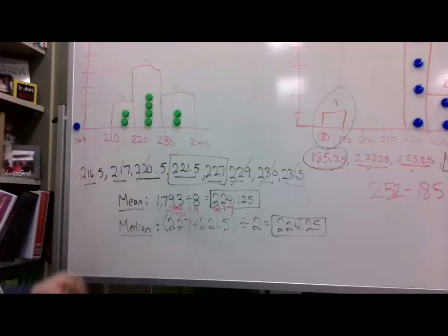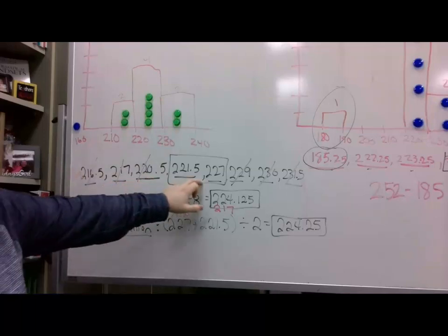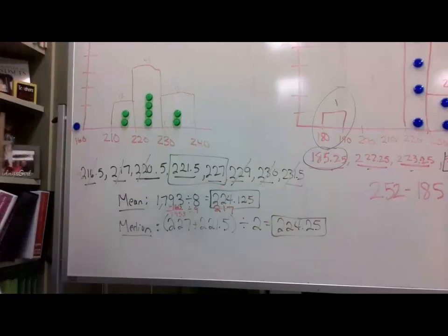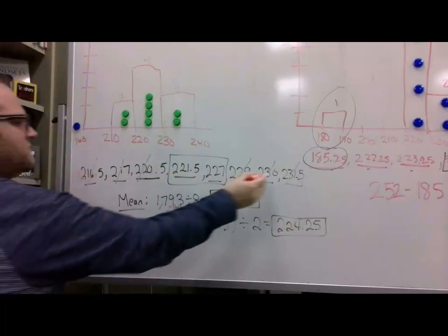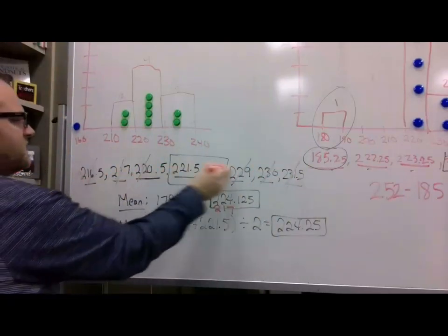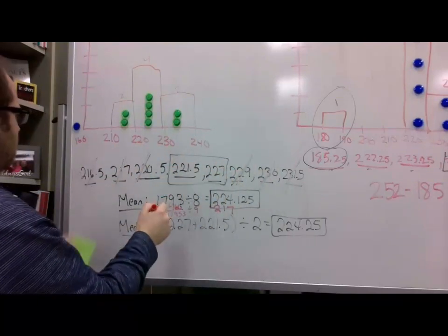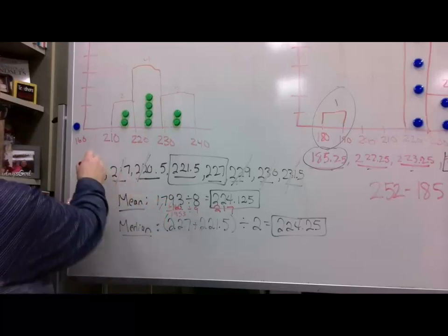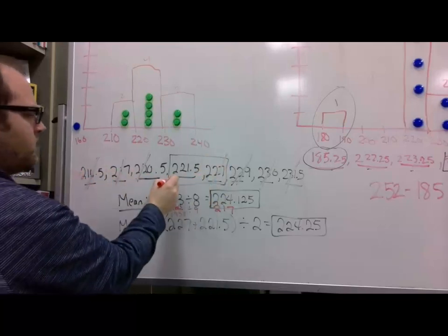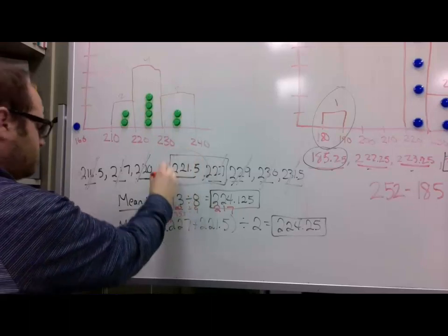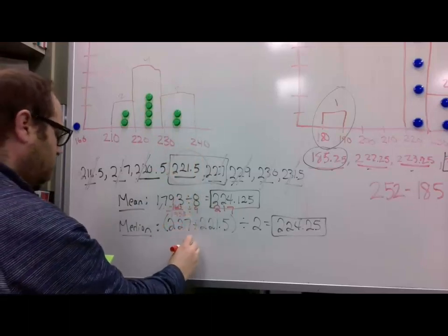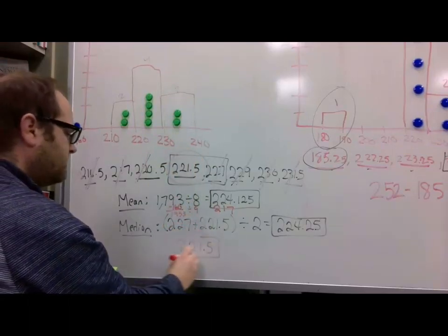Okay, so now we have 1, 2, 3, 4, 5, 6, 7, 8, 9 sets of data. So if we find the middle, cross off the first and last, second and second last, and so forth, we're going to find out that our middle value is now 221.5.